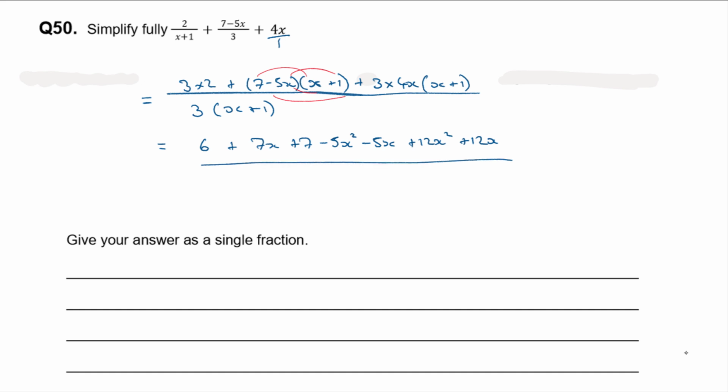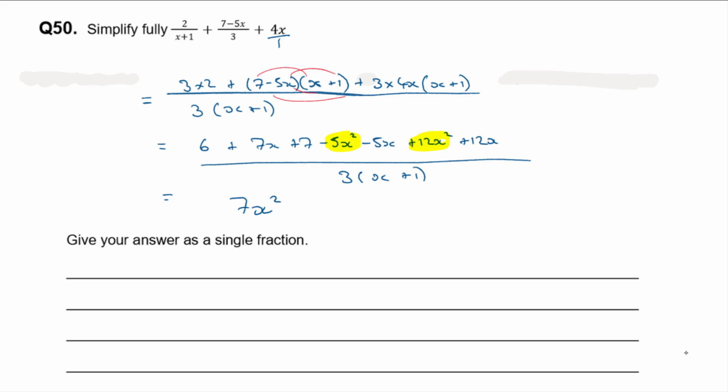Okay, so quite a long numerator still. I'm sure we can tidy that up a little bit. Not really going to do anything with the denominator just yet. I'm hoping I'm going to cancel some bits out. Right, so what have I got now then? Let's start collecting like terms. Terms in x squared. Got a minus 5x squared and a plus 12x squared. So combining those together, that's going to give me 7x squared on the top.